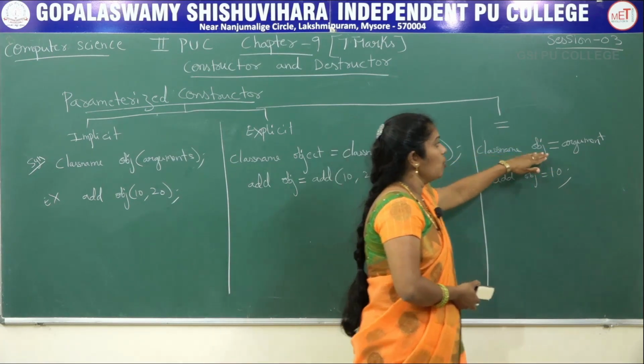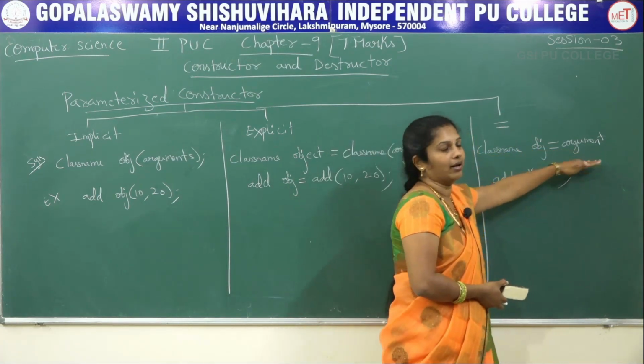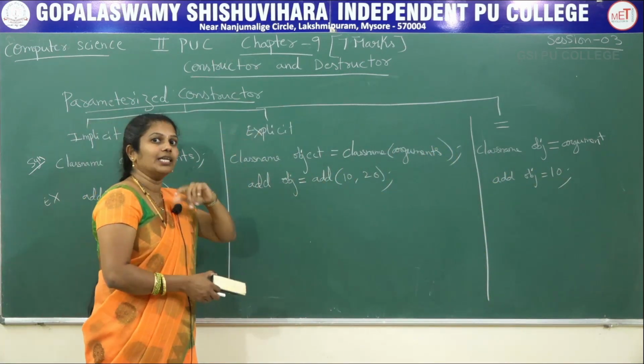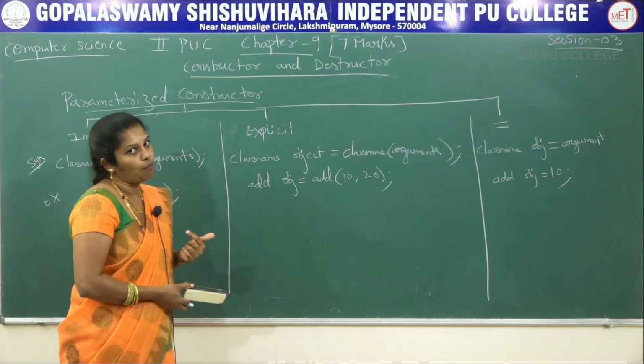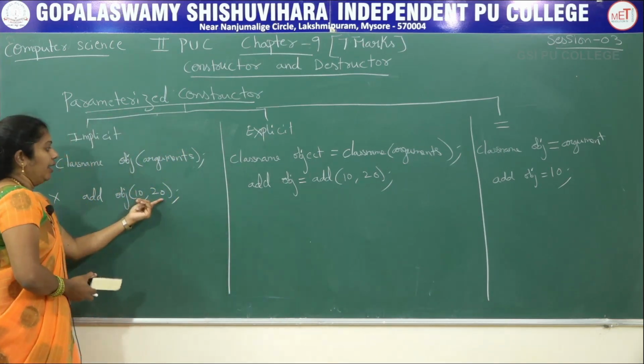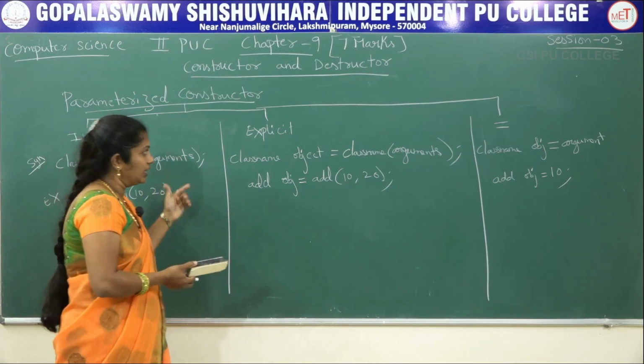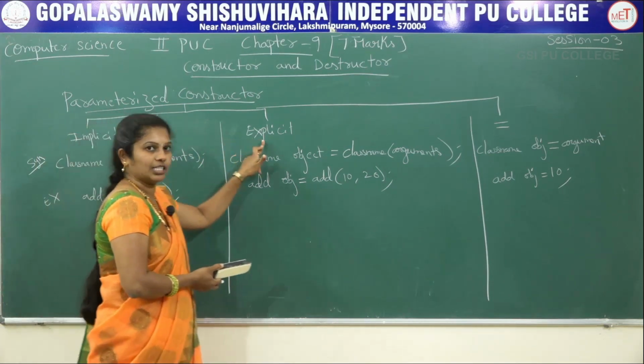That is class name, object, then equals argument. See here, if you want I can pass only one argument, or more than one also I can pass in these two cases, both in implicit as well as in explicit.